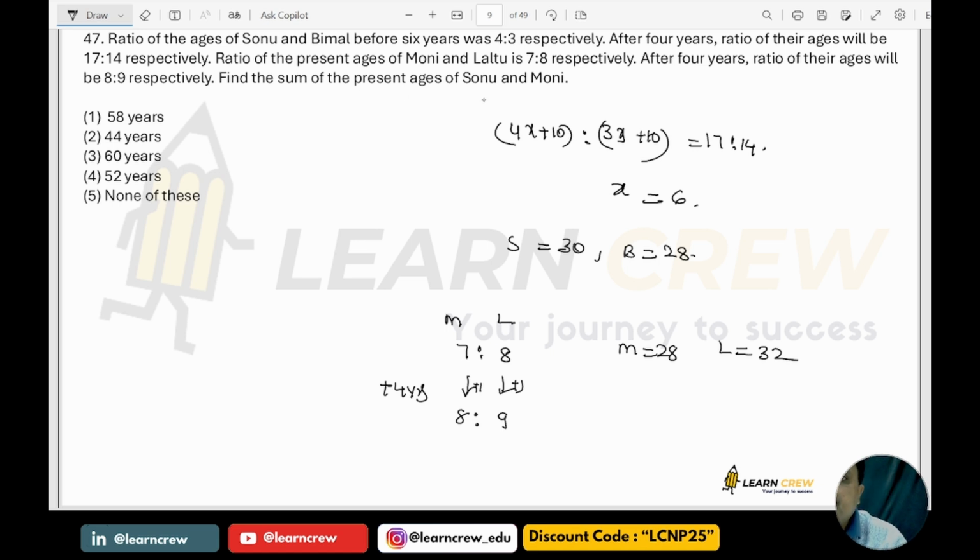Find the sum of the present ages of Sonu and Moni. Sonu present is 30 and Moni present is how much? 28. So 30 plus 28. The answer is 58 years. Next.